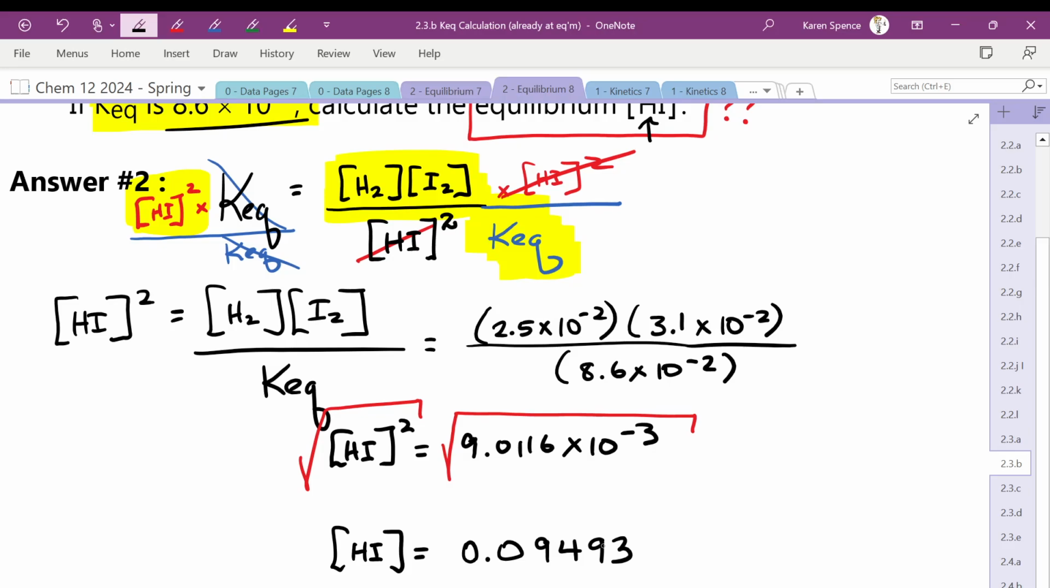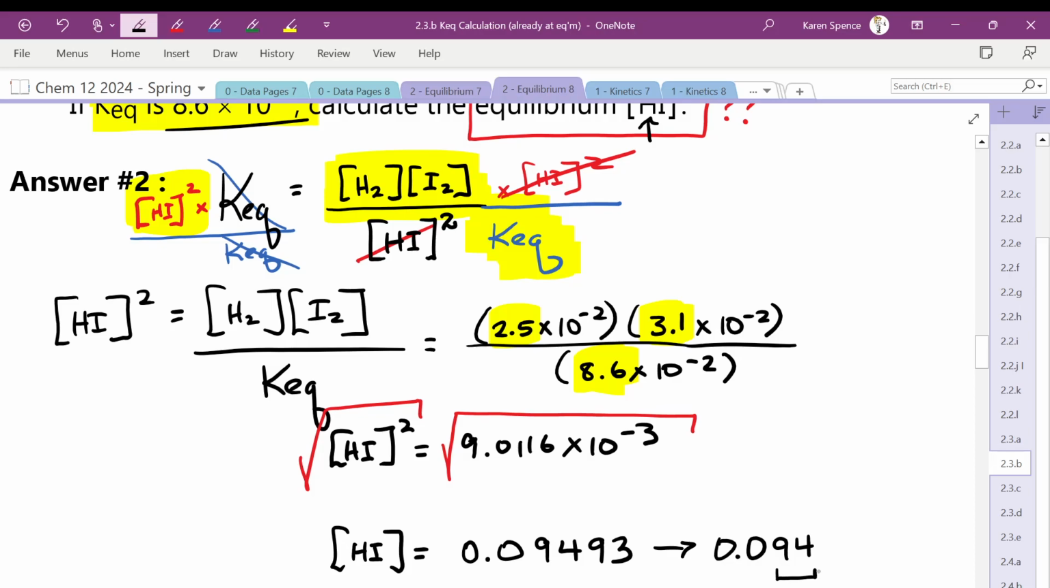How many sig figs should we have? Let's go back to our calculation and take a look. We've got 2 sig figs, 2 sig figs, and 2 sig figs. So how many sig figs in our answer? 2 sig figs. So what that's going to become then is, remember, these are just placeholder zeros, 0.0. Those don't count. And then 9, 4. Those are your 2 sig figs.